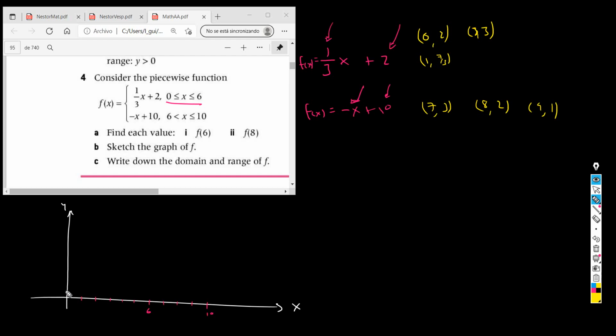0 comma 2, that's over here more or less. Well, let me actually draw 1, 2, 3. Yeah, it's enough. 0 comma 2, that goes in here. 3 comma 3, 1, 2, 3, that goes about here more or less. And that's it, guys. I have enough information to draw my line.